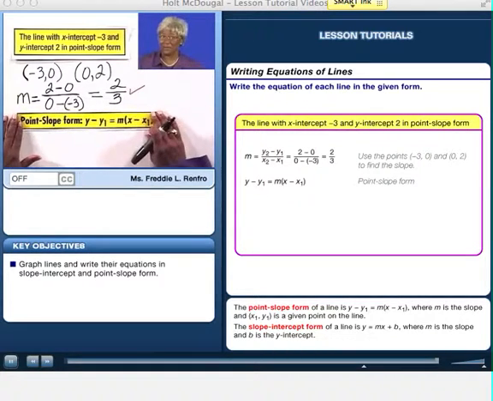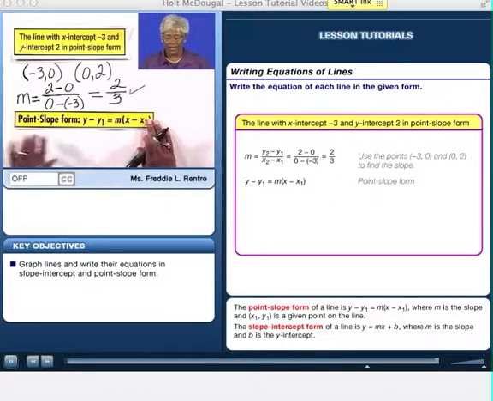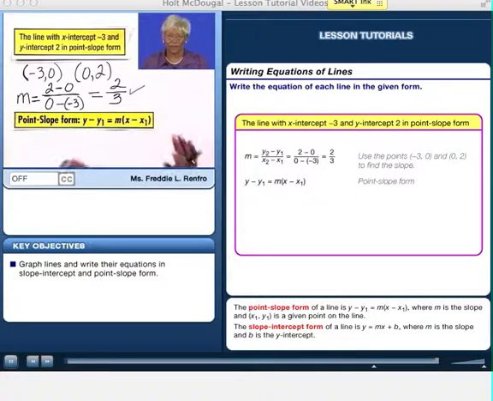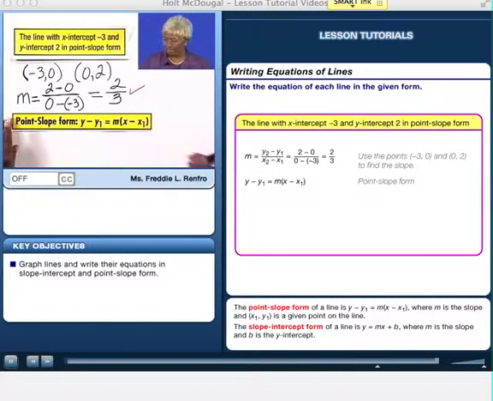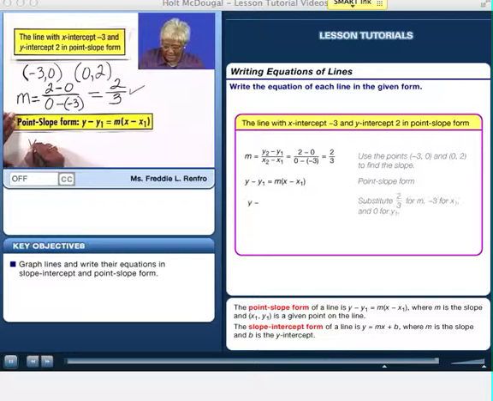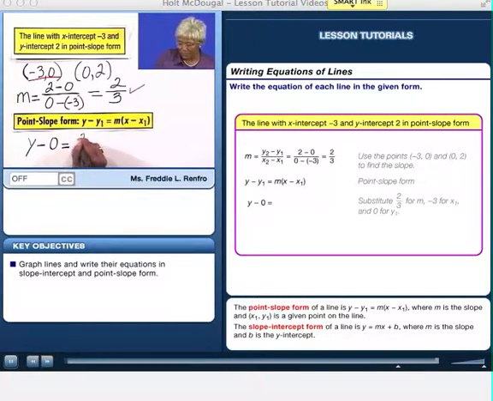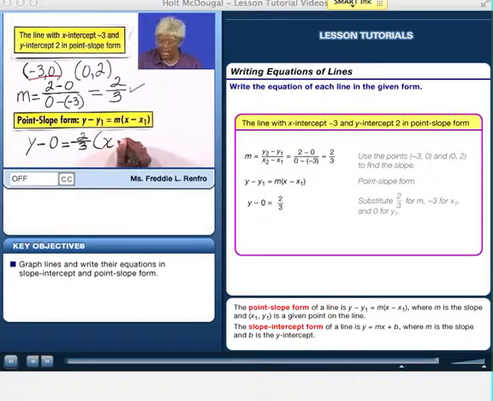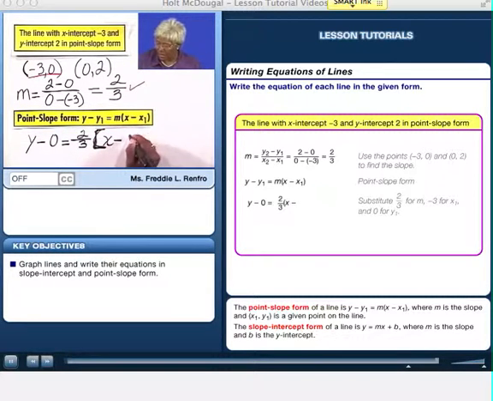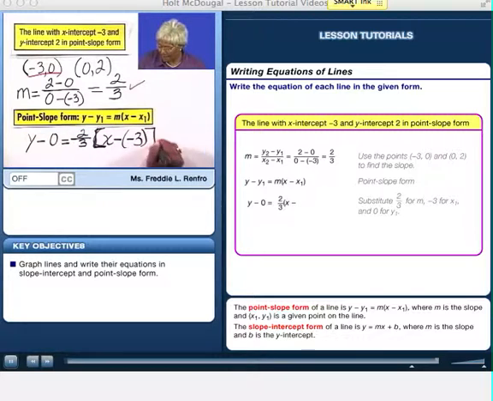Sometimes I forget these different forms, so let's go back to it. The point-slope form is y minus y sub 1 equals m, the slope, times the quantity x minus x sub 1. So let's substitute. We're going to get y minus, let's use this ordered pair right here. I'm going to use this one. y sub 1 is 0 equals, our slope is 2/3 times x minus -3. So I'm going to make this brackets. Okay?